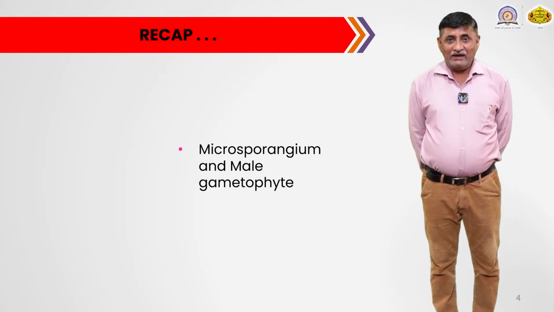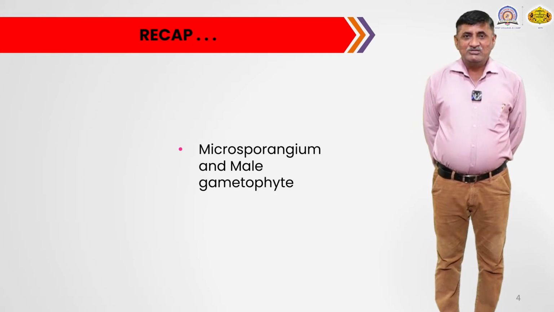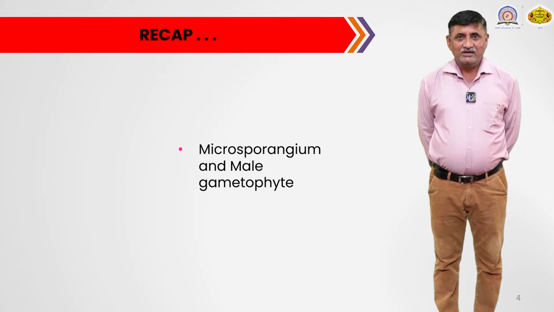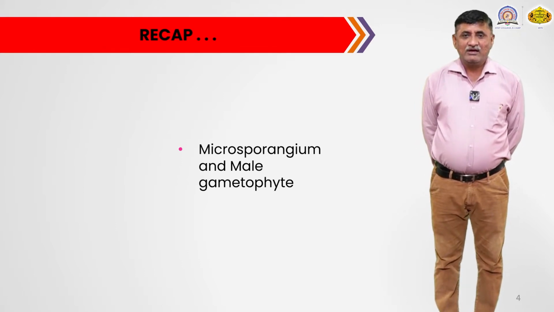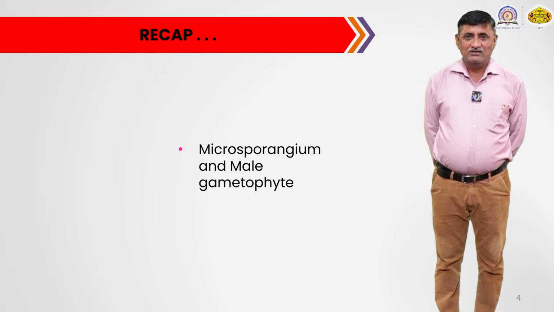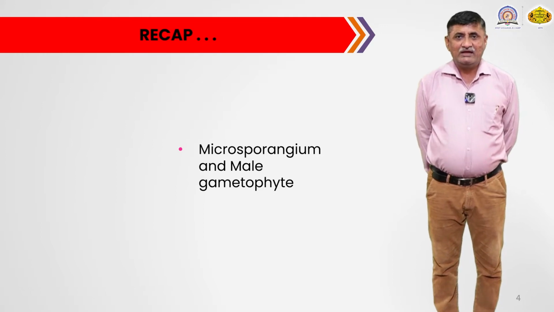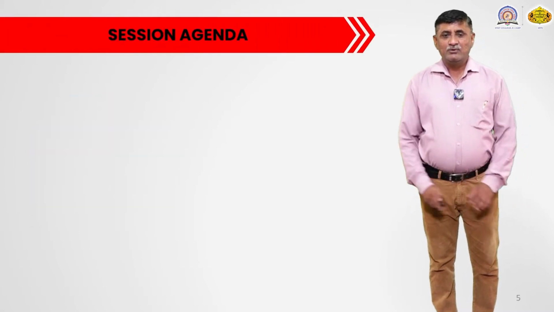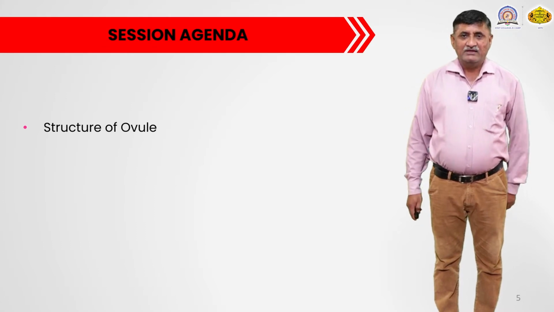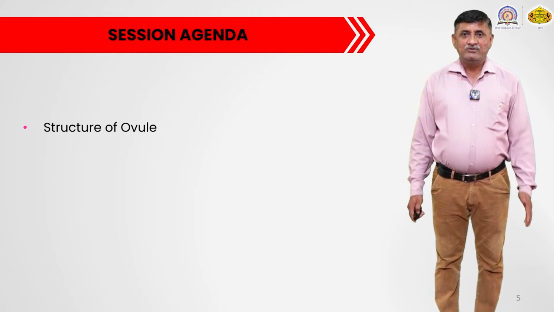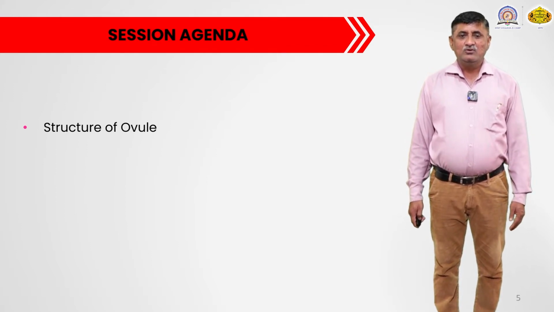In the angiospermic plant, the flower possesses the male reproductive structure and the female reproductive structure. The male reproductive structure produces the microsporangium and male gametophyte, whereas the female reproductive structure produces the megasporangium and female gametophyte. So in today's video we are going to see the megasporangium, that is the reproductive structure with concern to the female reproductive organ.